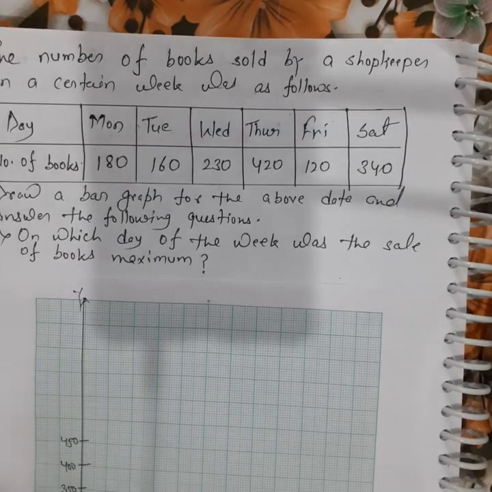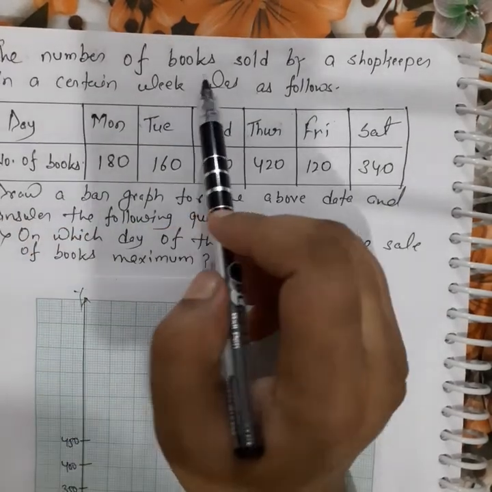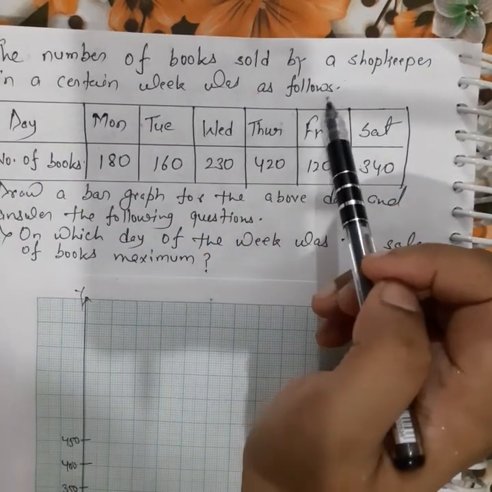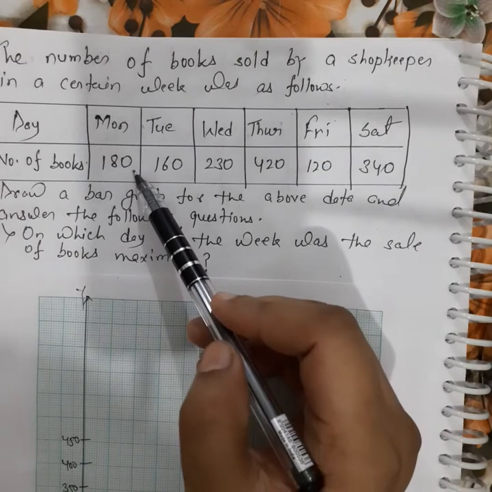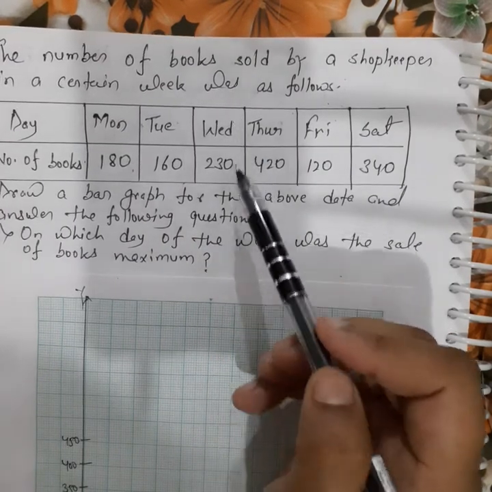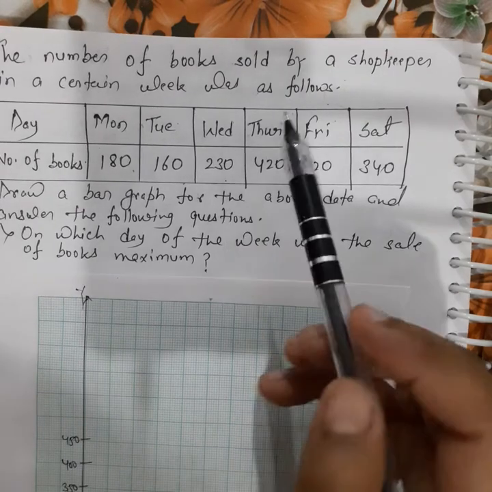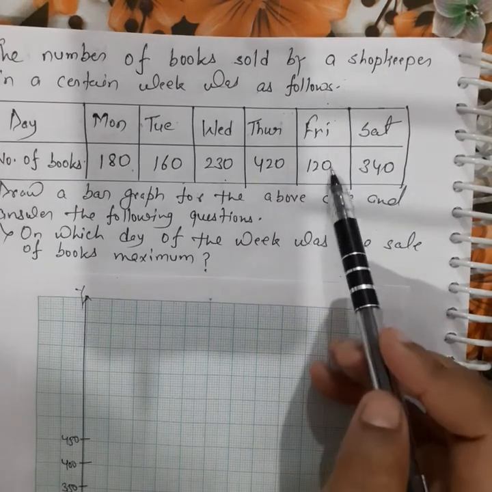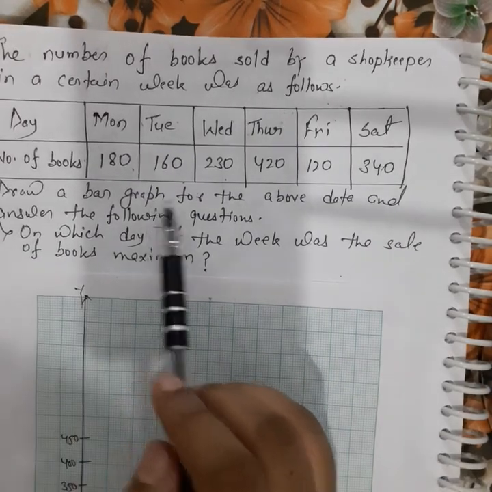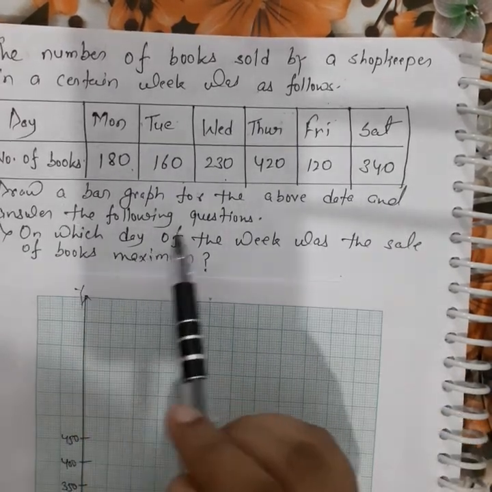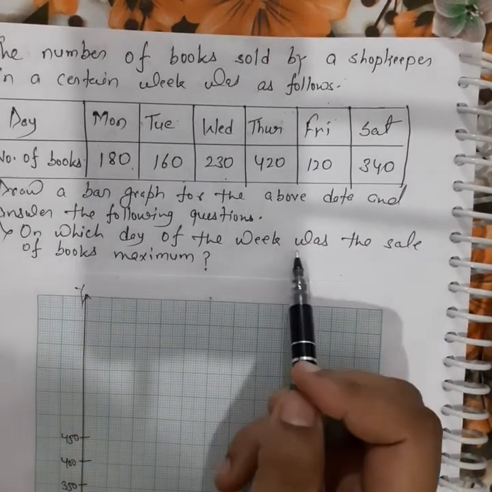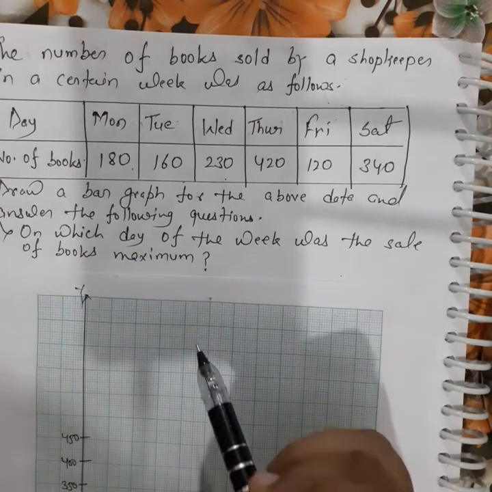Now the next question is: the number of books sold by a shopkeeper in a certain week was as follows. On Monday, he sold 180 books. On Tuesday, he sold 160 books. On Wednesday, he sold 230 books. Thursday, 420. Friday, 120. And Saturday, 340. Now, draw a bar graph for the above data and answer the following question. On which day of the week was the sale of books maximum?